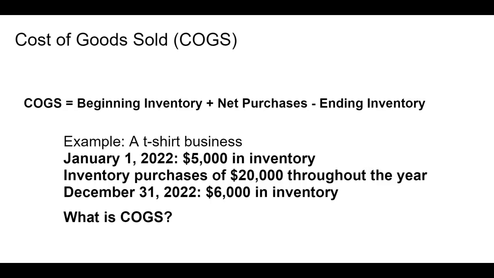So in this example, we have a t-shirt business. On January 1st of a year, they have $5,000 in inventory. They have purchased $20,000 throughout the year while they continue to sell. And at the end of the year, they have $6,000 remaining in inventory. What is the cost of goods sold for that year? Go ahead and pause the video, use this formula to determine it, and see if you can come up with the cost of goods sold.